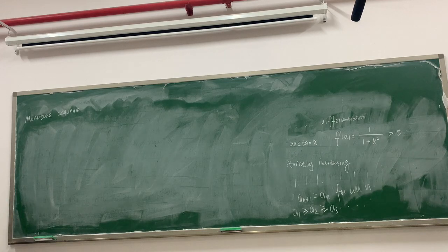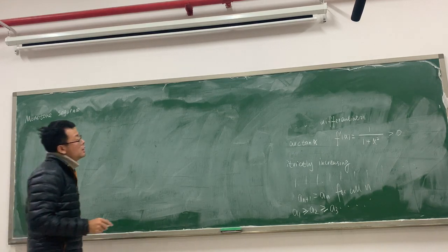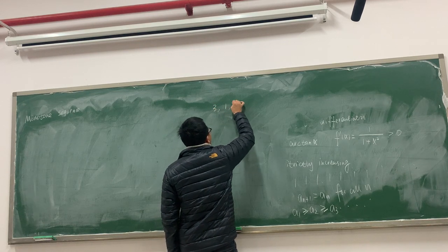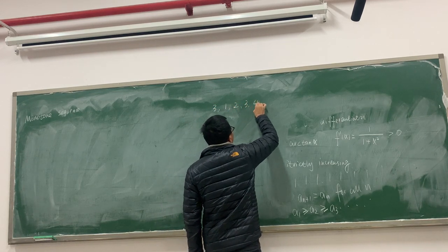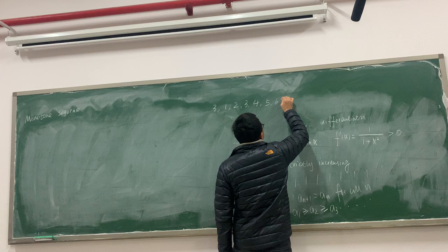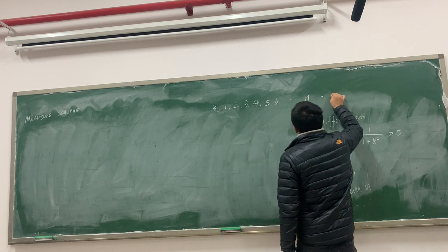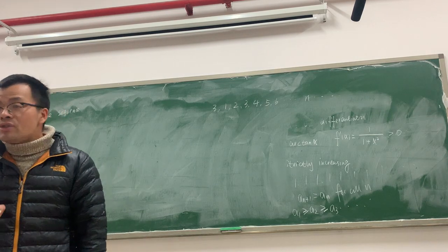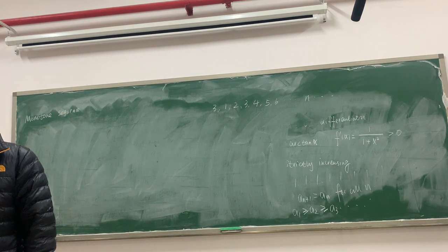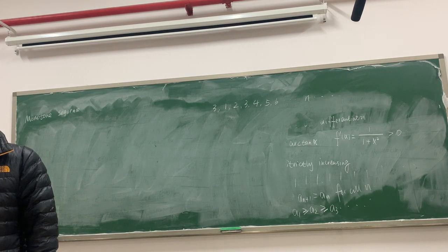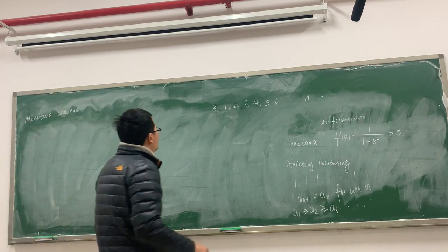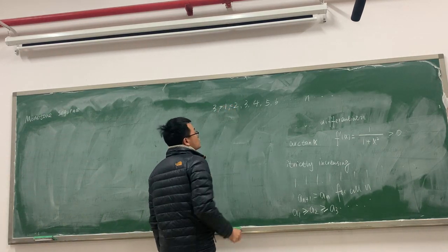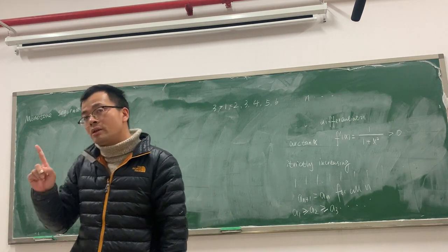Now I introduce a sequence: 3, 1, 2, 3, 4, 5, 6, and so on. We can see this sequence is not increasing and not decreasing, because 3 is greater than 1, but 1 is less than 2. So it is neither increasing nor decreasing.